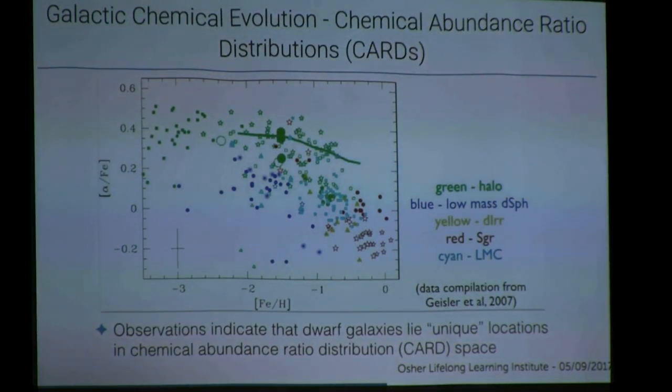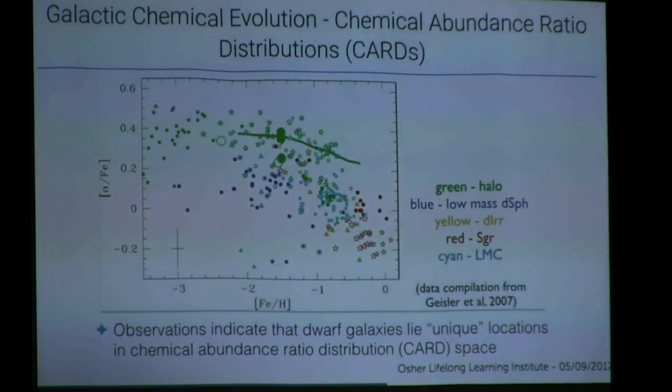So here are observations of various stars from various types of dwarf galaxies and also our halo. The green are stars from our own galaxy's halo. Blue is from what are called low-mass dwarf spheroidal galaxies. So remember, low mass means low star formation rate, means low buildup of metals and other elements. And then you have Sagittarius. So I just showed you actual images of the stars in Sagittarius. Sagittarius is a much more massive dwarf galaxy that fell into the Milky Way and is being ripped apart. So it's more metal rich.